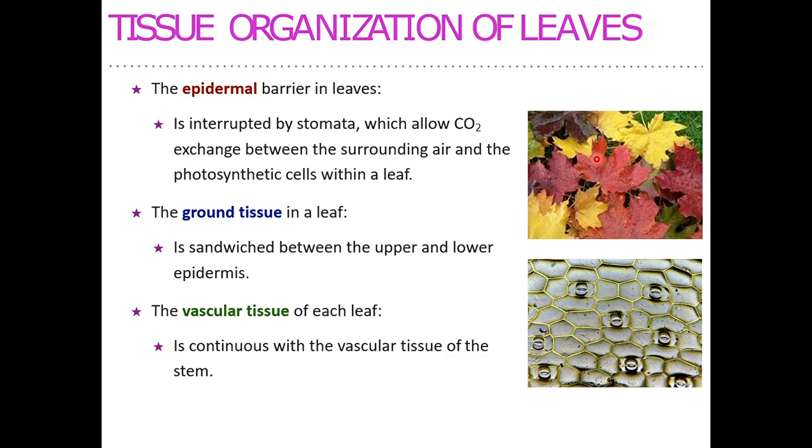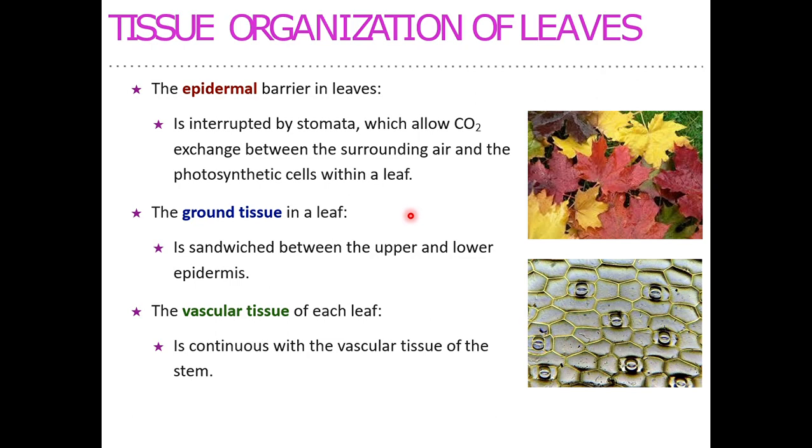For tissue organization of leaves, the epidermal barrier in a leaf is interrupted by stomata. Stomata are like pores on the leaf, which allow carbon dioxide exchange between the surrounding air and the photosynthetic cells within a leaf. You can see here the magnified photo of a leaf epidermis, and we can see the stomata, or the pores, on the surface.